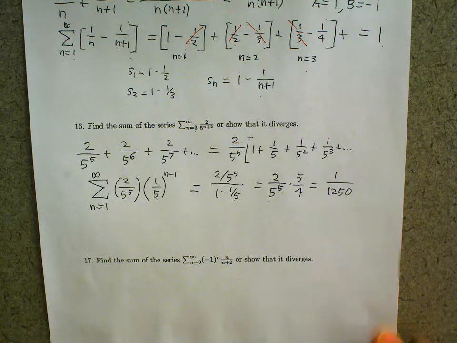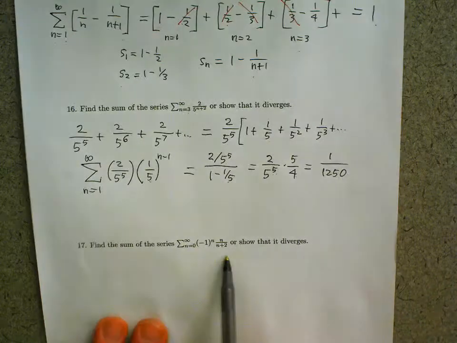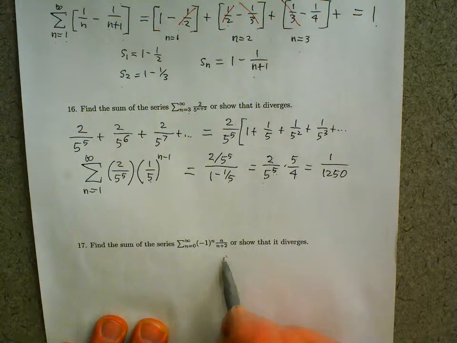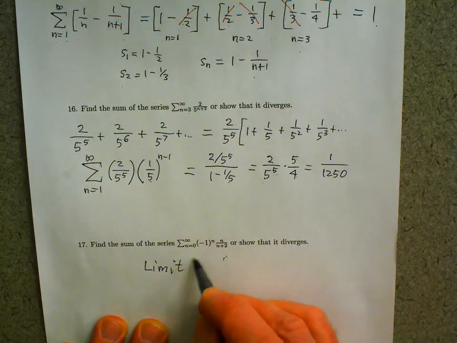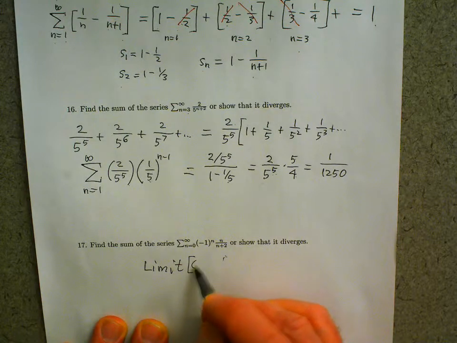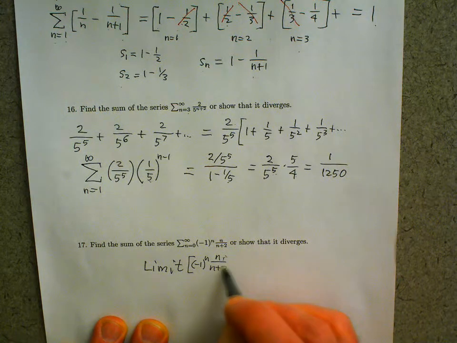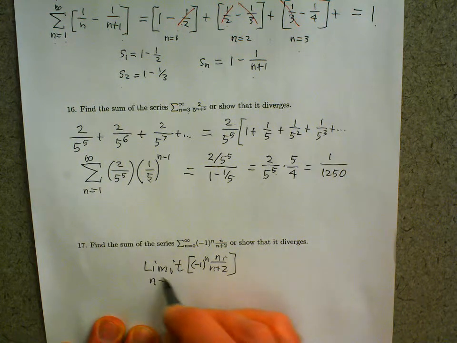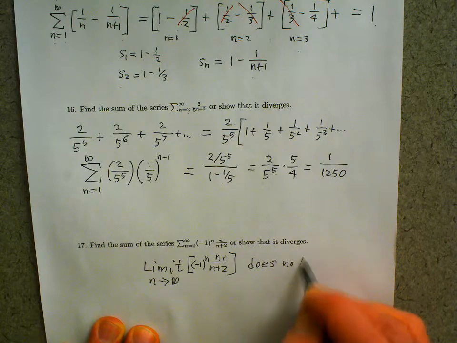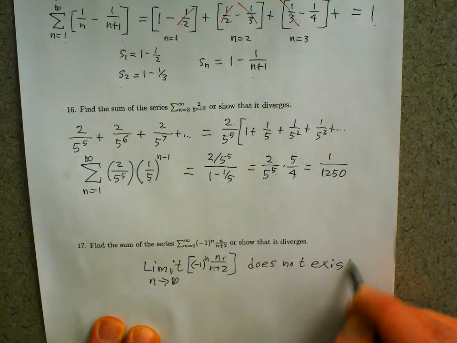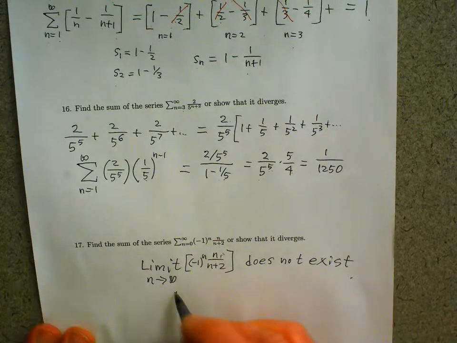Okay, we're out of time. I'll just make one mention. Since the limit of -1 to the n times n over n plus 2, as n approaches infinity, does not exist, the test for divergence says the series diverges.